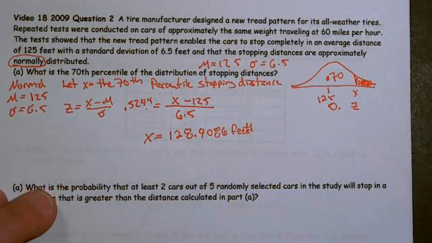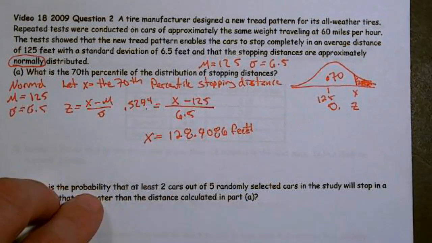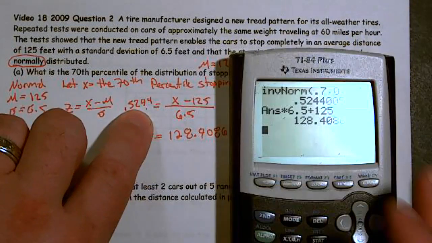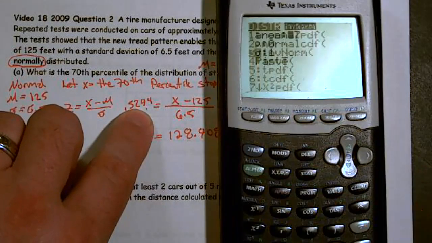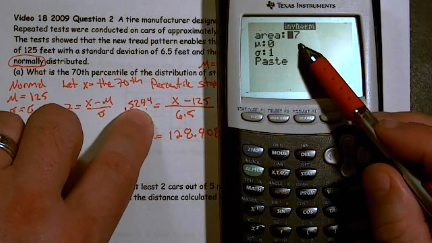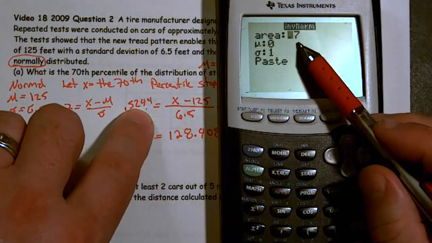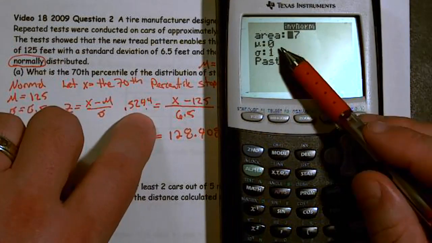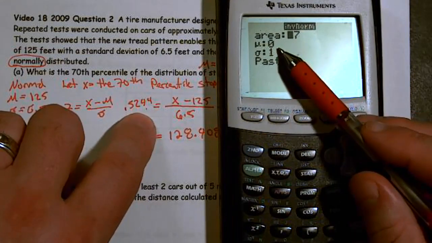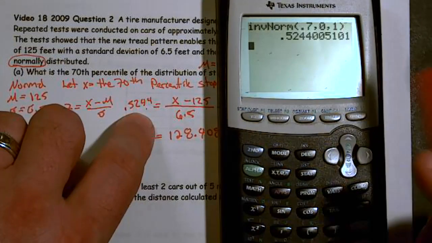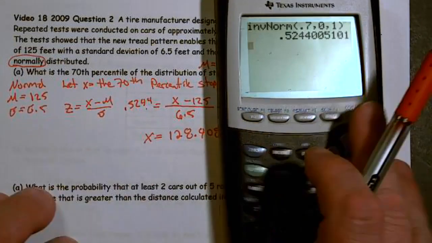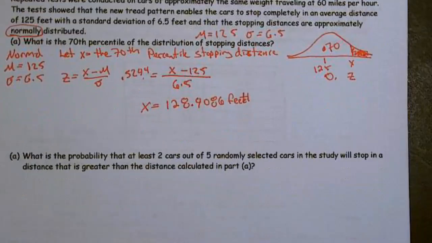All right. Once again, how did I get that value? I went second vars, inverse norm, area, because it's a percentile rank, negative infinity to that X is 0.7 or 70%. Z-scores all have a mean of 0 and a standard deviation of 1, and 0.5244. Okay, so that's the first part.